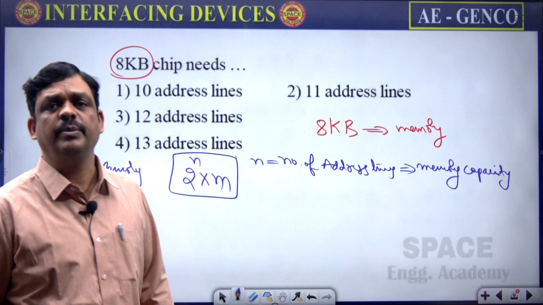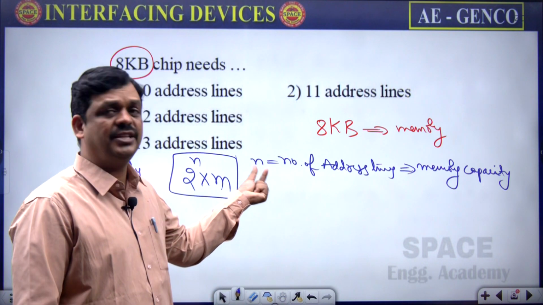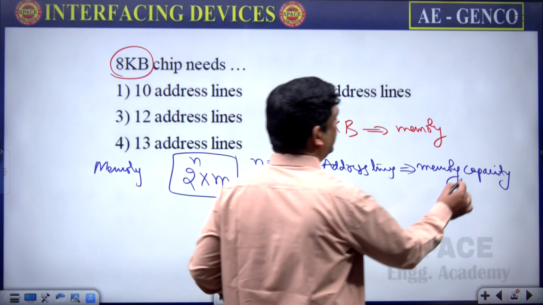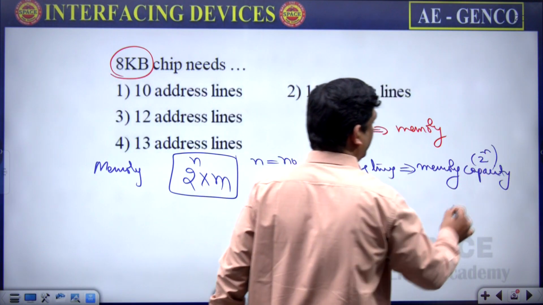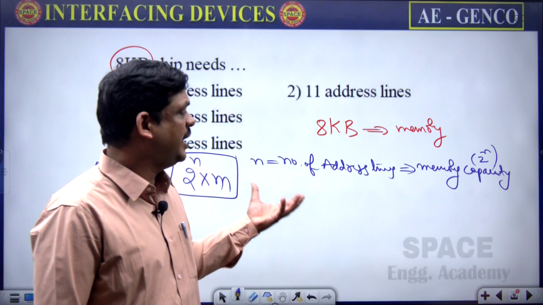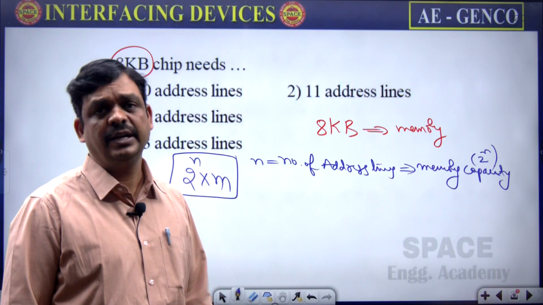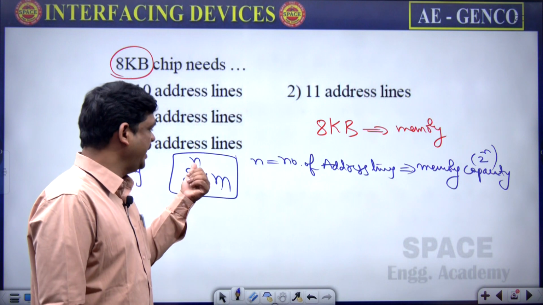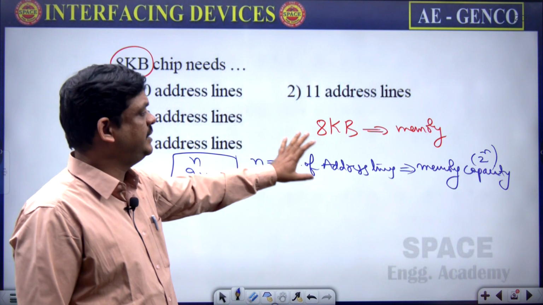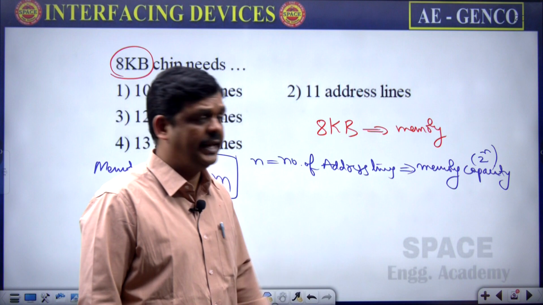The external memory capacity depends on which lines? Address lines. Using n address lines, how much memory can be accessed? The memory capacity should be 2 to the power of n, because using n bits the possible combinations are 2 power n. Memory also performs its operation in terms of digital logic, so we have to take the concept from digital. So n explains the number of address lines, and using n address lines the maximum possible memory capacity is 2 to the power of n.